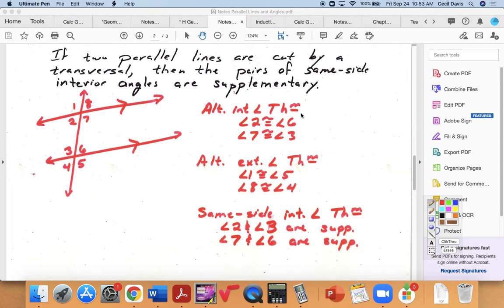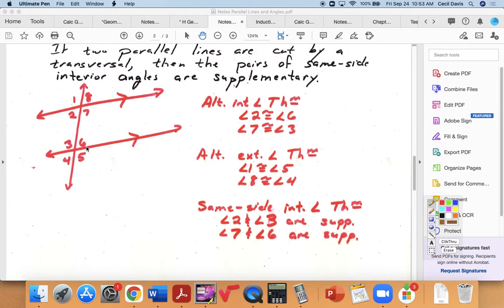So the alternate interior angle theorem here tells us that angle 2 is congruent to 6 and angle 7 is congruent to 3. The alternate exterior angle theorem tells us angle 1 is congruent to angle 5 and angle 8 is congruent to angle 4. And then the same side interior angles theorem tells us that 2 and 3 are supplementary and that 7 and 6 are supplementary. Okay? Let's do some example problems.